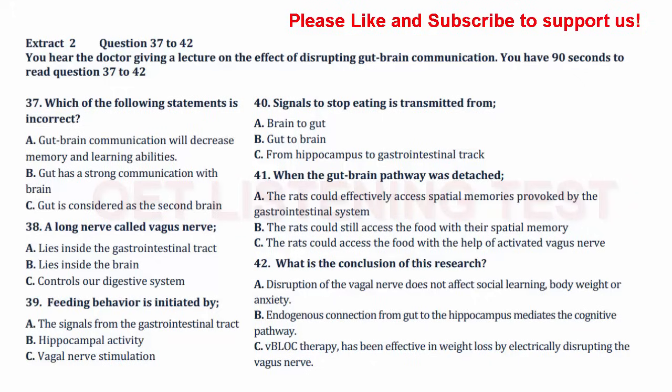While this neuronal control system primarily functions independently to manage our digestive system, the study reveals that it communicates with the brain directly through a long nerve called the vagus nerve. The vagus nerve mediates a great deal of metabolic communication between the gut and the brain. For instance, the study revealed how feeding behavior initiated by hippocampus activity is directly activated by vagal nerve stimulation, mediated by signals from the gastrointestinal tract.